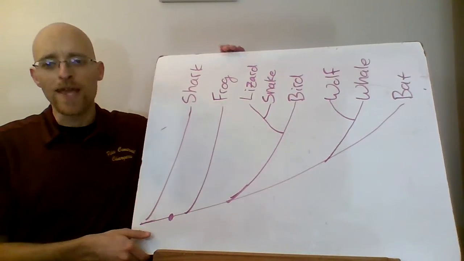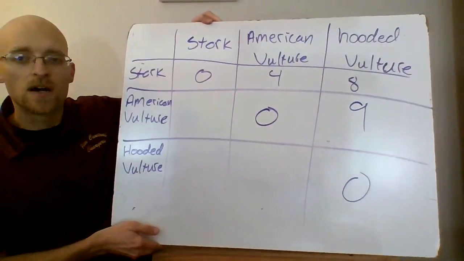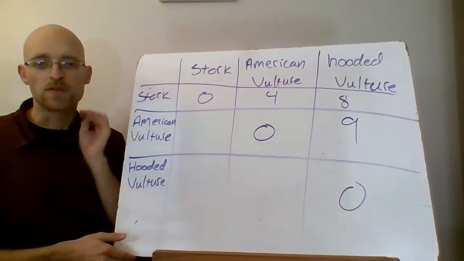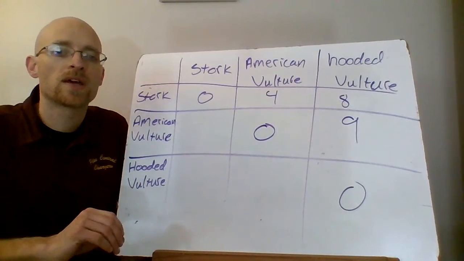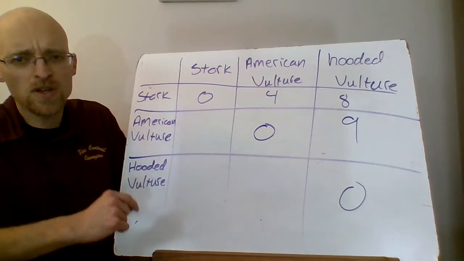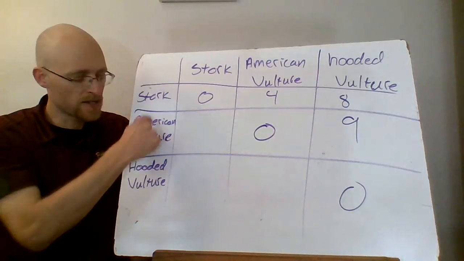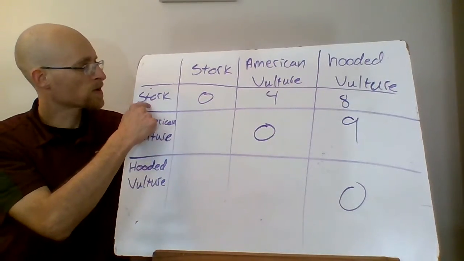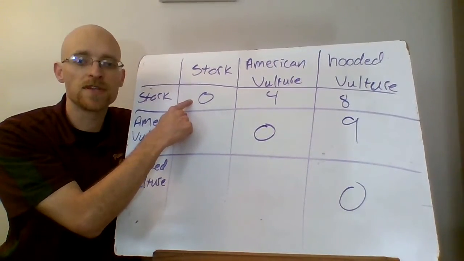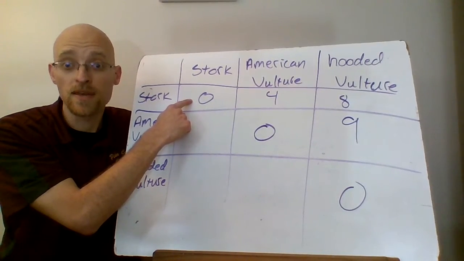But if we analyze their DNA, and I made up this chart, so I have no idea what the real number of differences between their DNA is. But let's say we look at their mitochondrial DNA and we see something like this. So I'll explain this a little bit. I've got each animal across the top and each across the side. And so stork here, we're going to compare how many differences there are in the DNA between the stork and the stork. Well, they're both storks. There ought to be none, right? They have the same DNA.